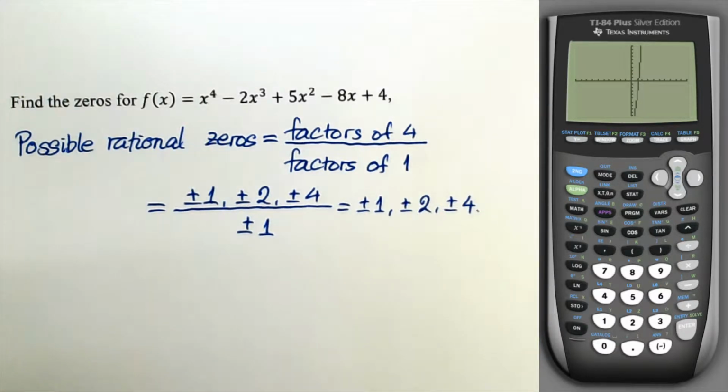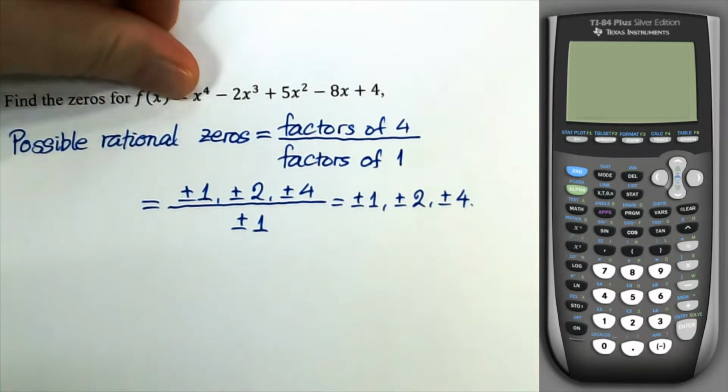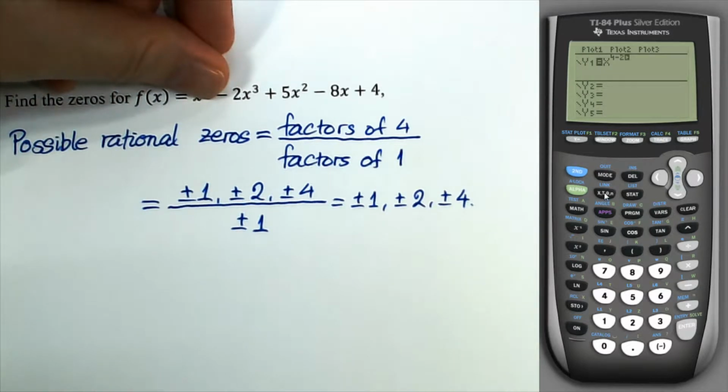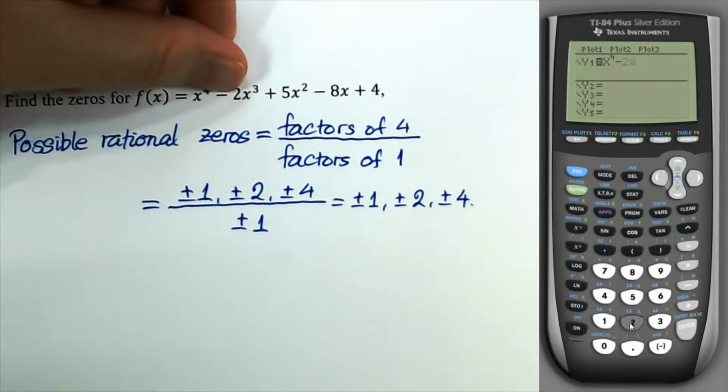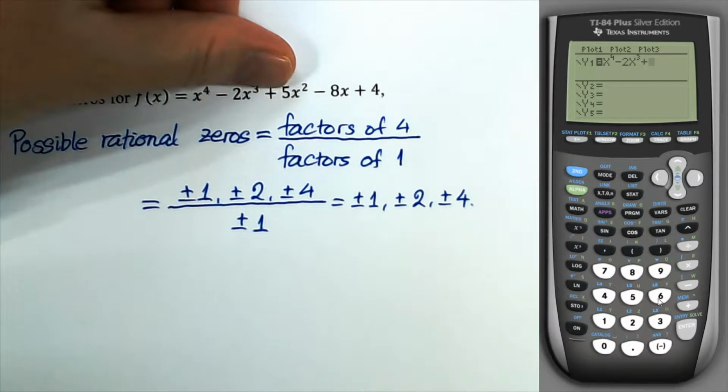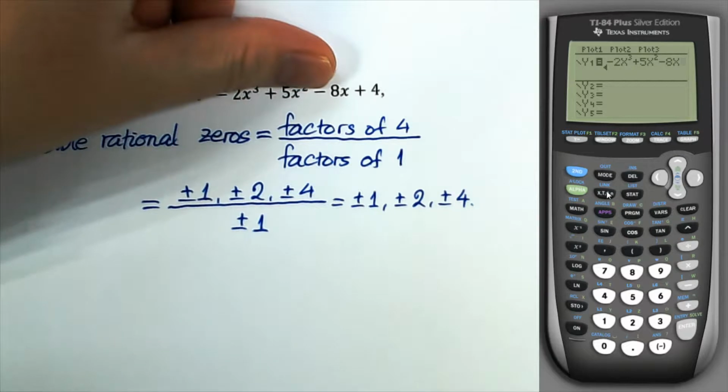We can test them one by one, but if we have the calculator, we just use it to guess the solution. Right. x to the 4th minus 2x cubed plus 5x squared minus 4x plus 4.